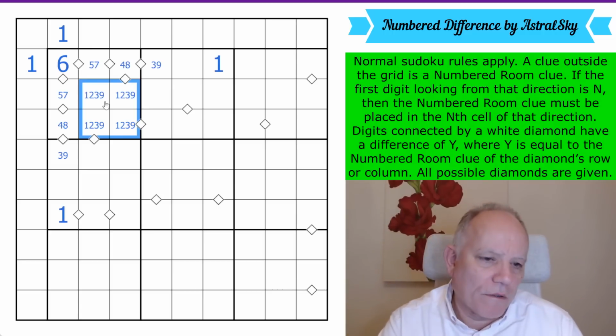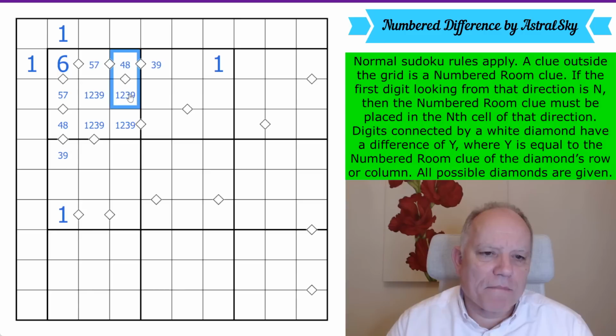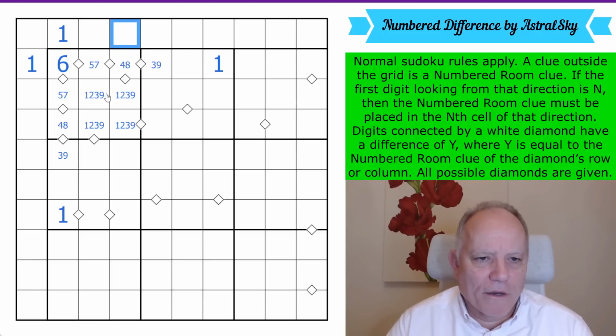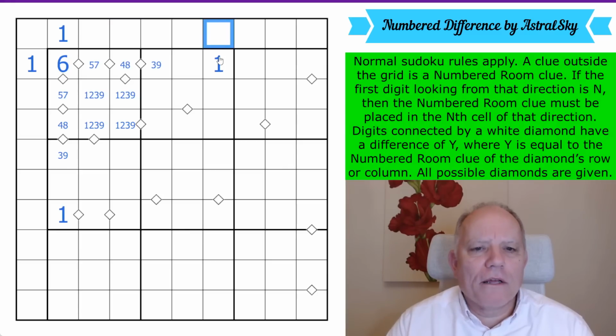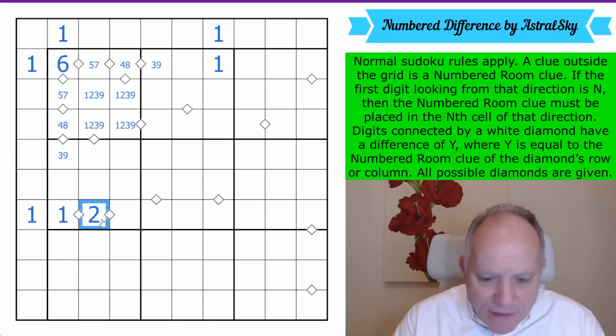I don't know at all. How about this pair? The trouble is there are 8 possible combinations of those 2 digits, which gives me up to 8 possible numbered rooms clue numbers. Oh, the numbered rooms clue here is saying what is in room 1. Well, it's got to be a 1, and here as well. Right, so I can fill in this and this.